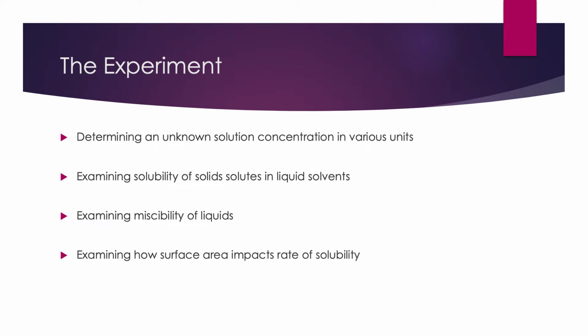Now, as for our experiment that we're actually going to be doing this week, it's going to have 4 main parts. Let's talk about each part a little bit more in just a second. We're basically going to be determining an unknown concentration. That's going to be our main quantitative measure for the experiment, the calculation-involved portion. And then the other 3 parts are all much more qualitative, which means it's mainly just observation-based. So we're going to be looking at solubility of different solids in liquid solvents, miscibility of different liquids when trying to mix them together, and then also effective surface area, really on a rate of solubility rather than just solubility itself.